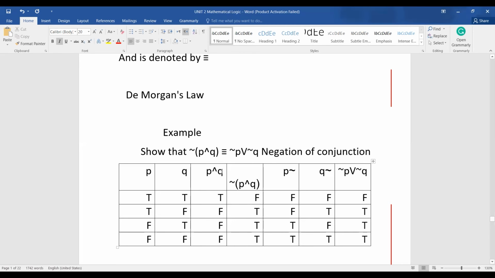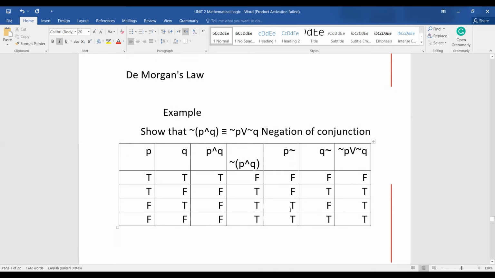We found P and Q. Now we need to find the negation of P and Q. Negation means simply the opposite. If it is true, it will be false. When false, it will be true. When false, it will be true. And when false, it will be true. We are done with the first statement. You can either make this a table by itself, and the other part another table by itself, or you can join them together.